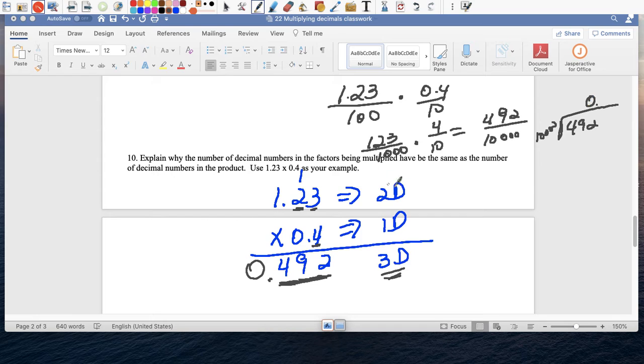And that's really why the decimals in the product and the decimals in the factors match each other. I probably did an extra 0 here, but we'll go over it in more detail tomorrow. But that is the idea.